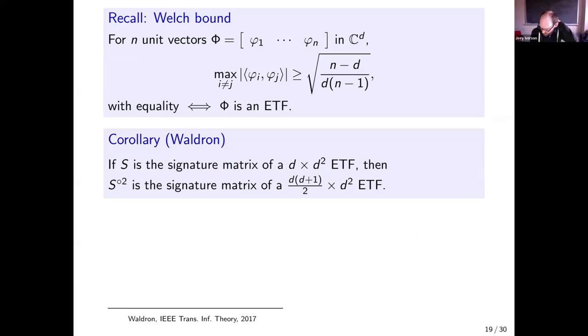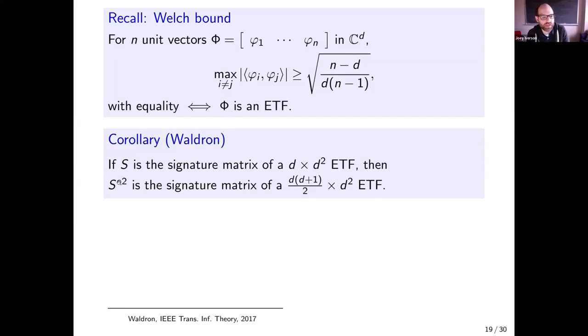The reason it's no has to do with a special thing that happens when you have a d by d squared ETF. It's really a consequence of the Welch bound. So remember this Welch bound. If you have n unit vectors in d dimensions, then the coherence can be no more than this particular value. We're really going to care now on this slide about this particular value. Equality holds if and only if you have an ETF.